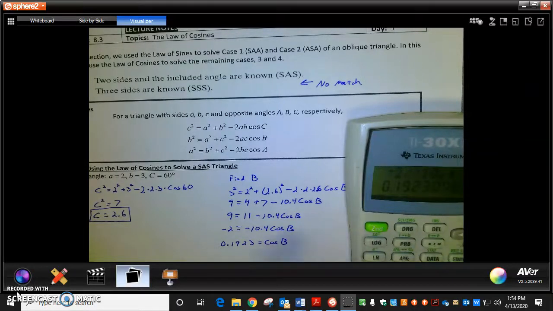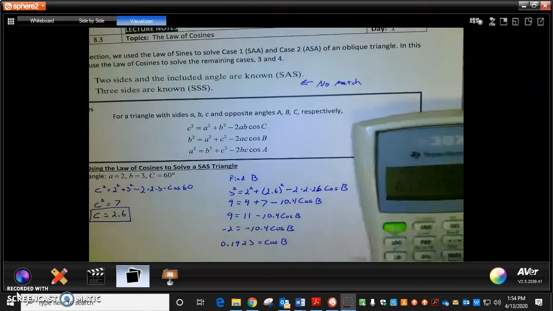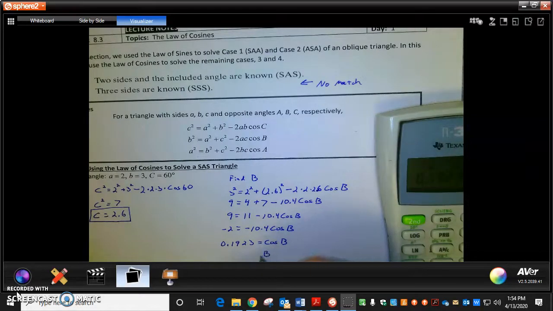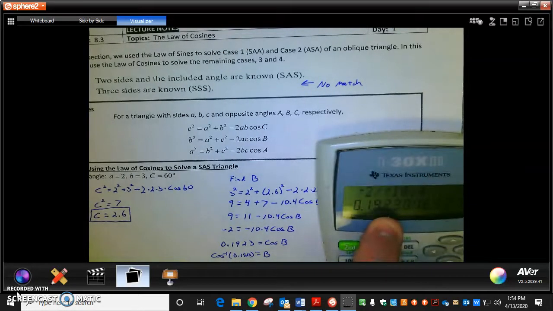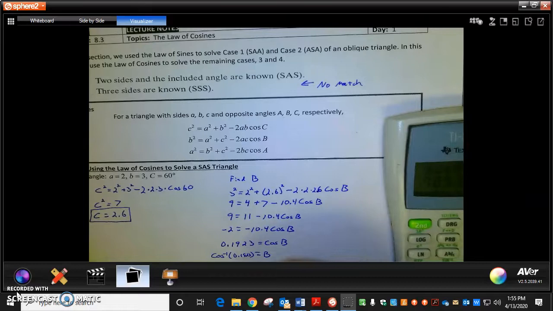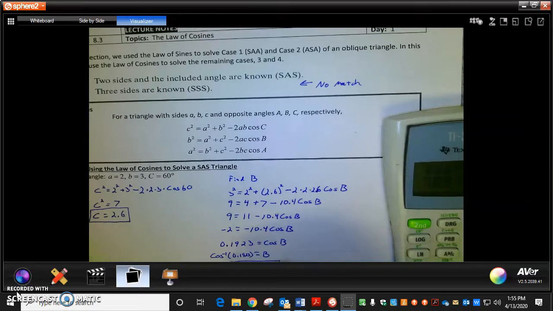So how do you solve this? Well, if you're trying to get b by itself, you're going to move the cosine over, so you're going to do the inverse cosine of that number. I'm just going to leave that in my calculator. I'm going to take the inverse cosine, so I have to hit the second button. Then I'm going to plug in that answer, and I am going to get angle B is 78.9 degrees, and that's angle B.